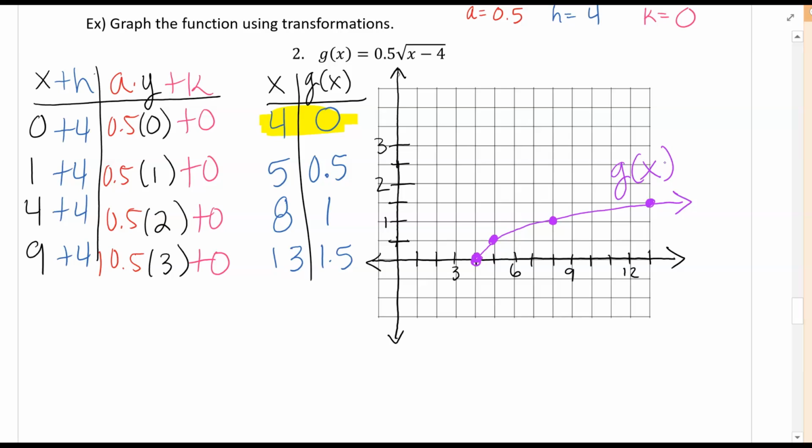So you can tell in this example that the graph is smushed together. It's a compression by a factor of 1/2 because of the 0.5. I can see that the function normally is at the origin, so I moved to the right 4, and it didn't move up or down because it's still on the x-axis. Okay?